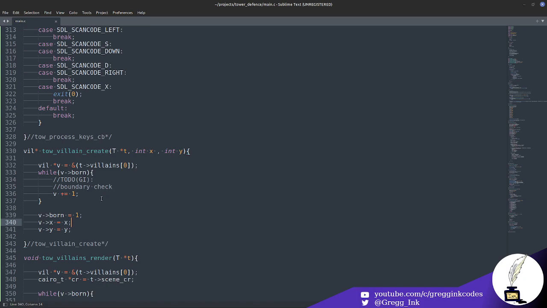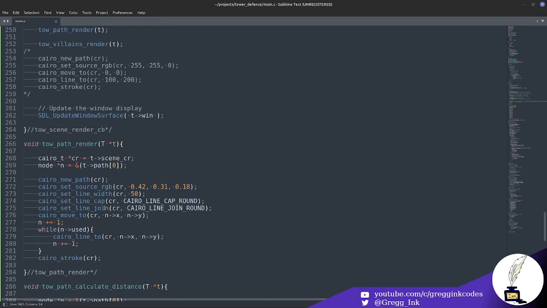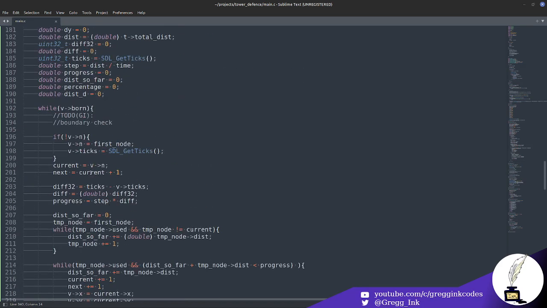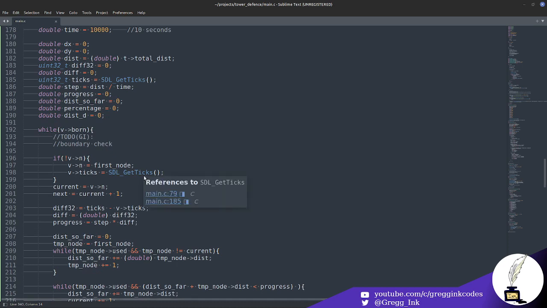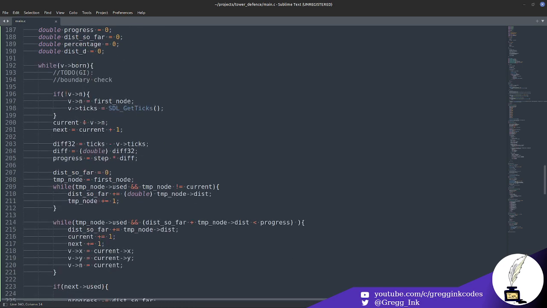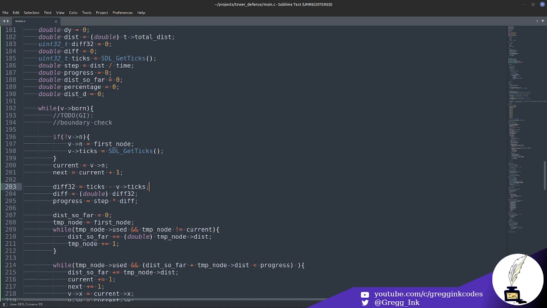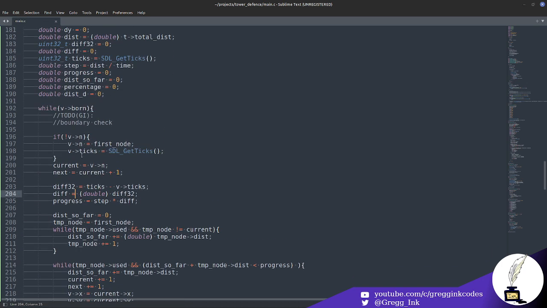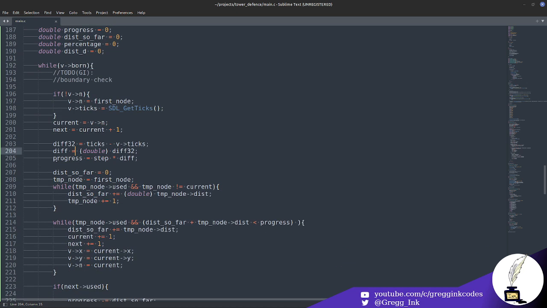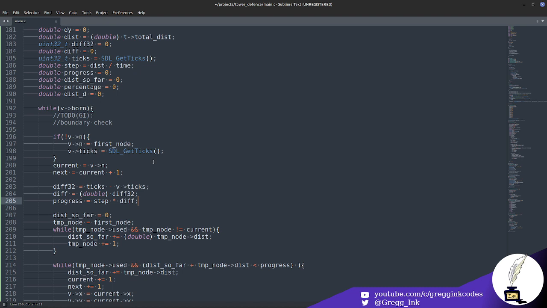Right. So it creates the filament, VN would be 0. Okay, because I used the memset 0, so everything is 0, right? So that part should work. First node and 6. Okay. Current VN and then next. Okay. If 32 is ticks, so the ticks for this frame, ticks minus d ticks, we get a difference in doubles. Progress is step times the difference.